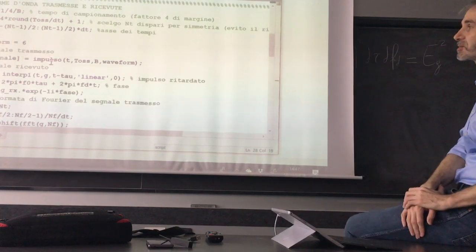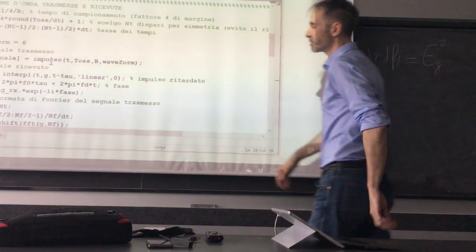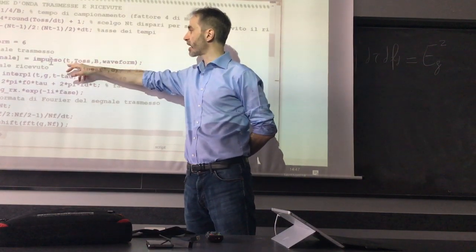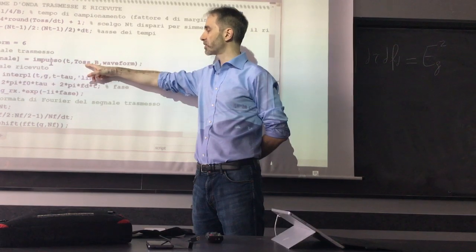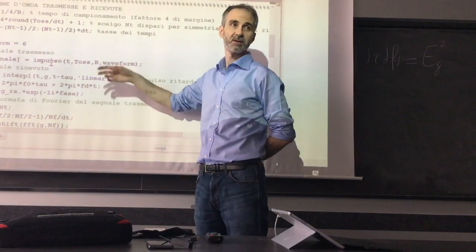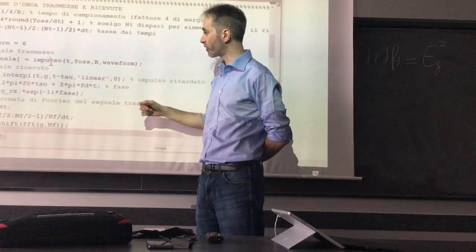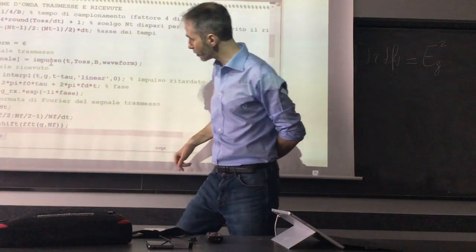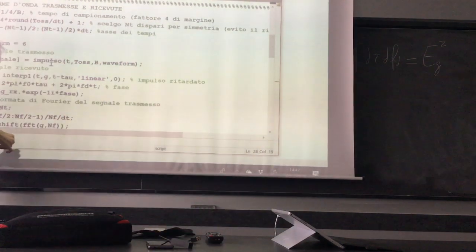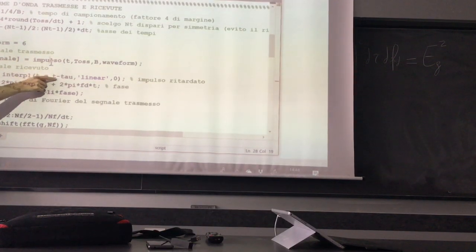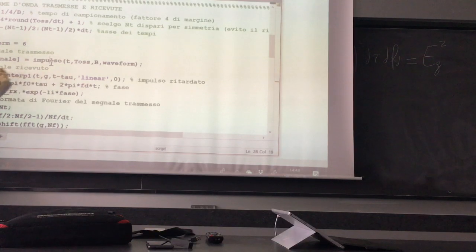that I am generating a pulse through this function which you have. So this is the pulse, this is the time axis, the total length of the pulse, the bandwidth, and the waveform, you can generate different waveforms. This is the received signal, which I obtained simply by translating the waveform according to some delay tau, and you can do this by interpolation.